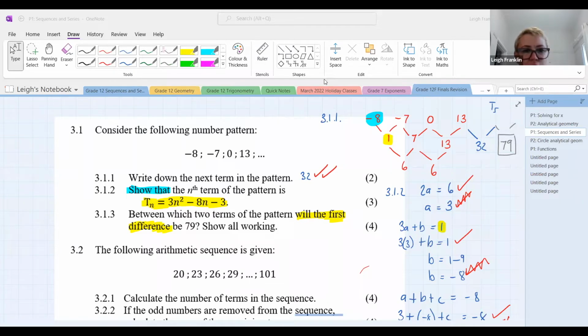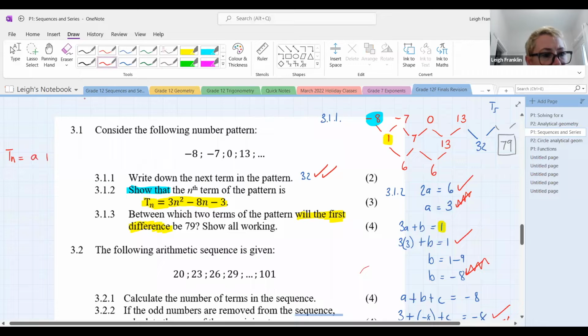Oh, Diana's got the answer already. That's not the answer I got, Diana, but maybe I made a mistake, but let's just double check. That's it. Specific, perfect. So it's Tn equals A plus N minus 1 D, 100%. So that means we are using Tn equals A plus N minus 1 times D.